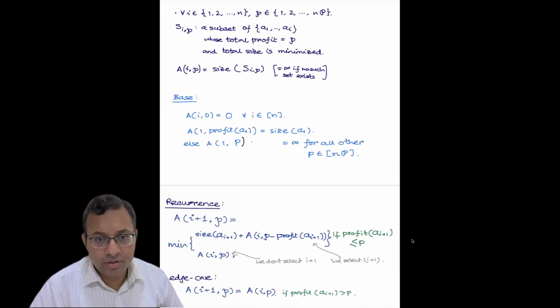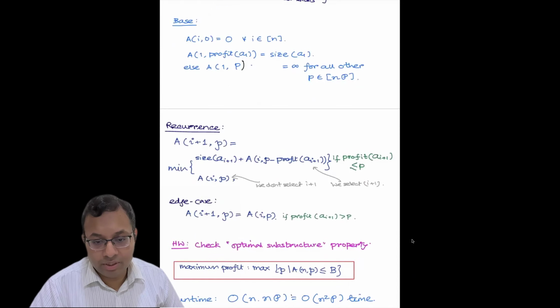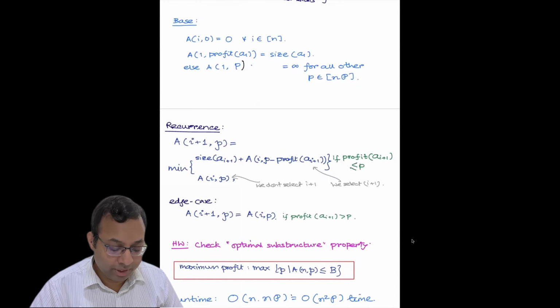So that's the recurrence. So spend maybe a couple of minutes to understand this recurrence and the relationship and why this is correct. If we solve this, why are we getting a correct solution? And then we can check the optimal substructure property as a homework. We have done it multiple times now. And then finally, we return this solution.